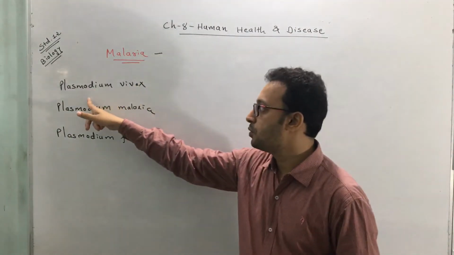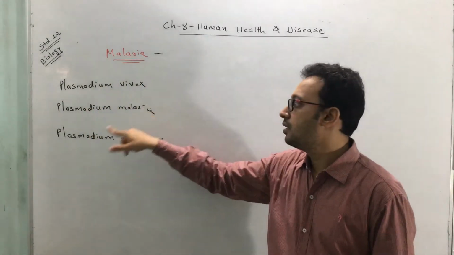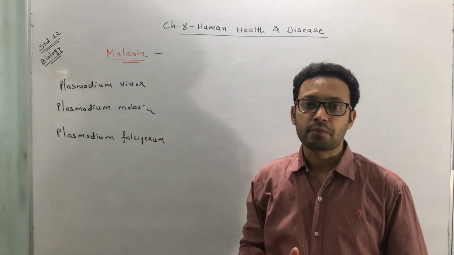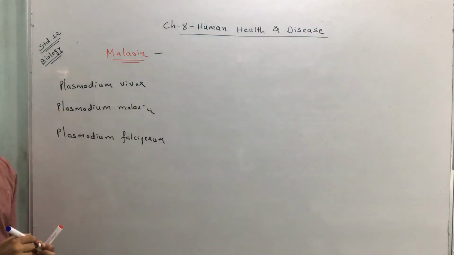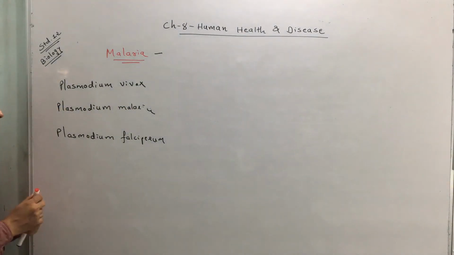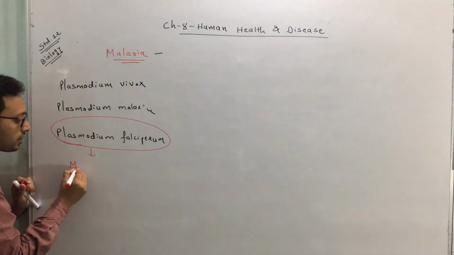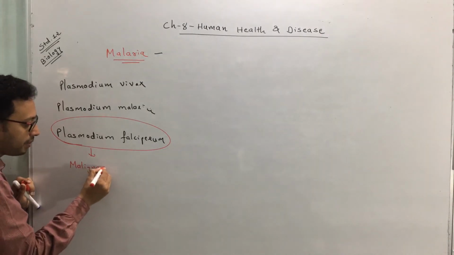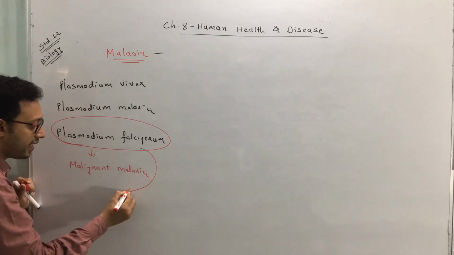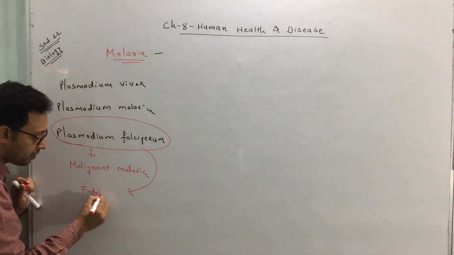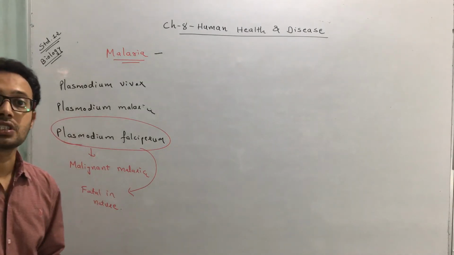Plasmodium vivax or P. vivax, Plasmodium malariae or P. malariae, and Plasmodium falciparum or P. falciparum. These are the three parasites responsible for causing malaria. But the malaria caused by Plasmodium falciparum is the most malignant malaria, and it is fatal in nature. It means it can also cause death.